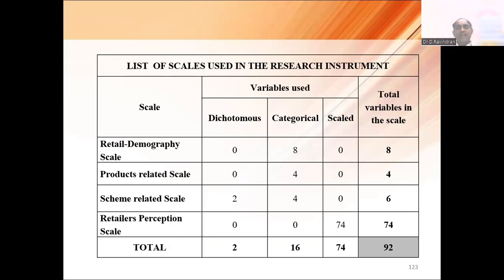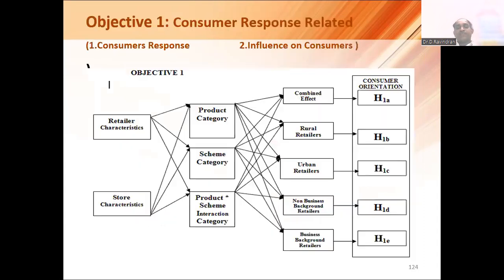From this, we are formulating a scale. To answer this, the retail demography scale should have 8 questions. Product related scale, 4 questions. Scheme related, 6 questions. Retailer perception scale, 74 questions. So mostly 92 questions are there. Out of that, 2 are dichotomous, yes or no. 16 are categorical, meaning with options. Scaled means 1, 2, 3, 4, 5, and that is the 74. So this structure has to be formed to create a questionnaire.